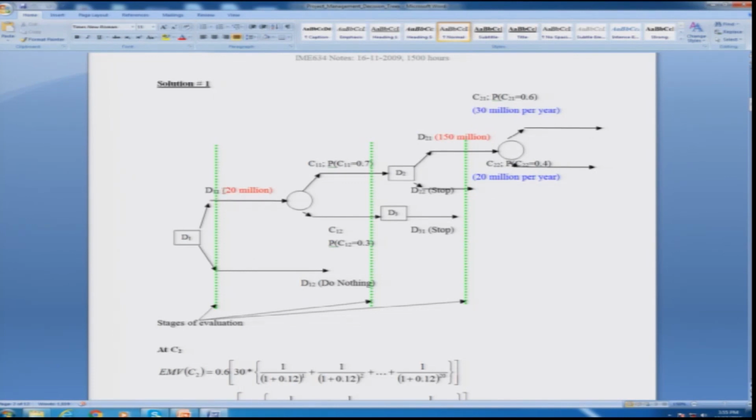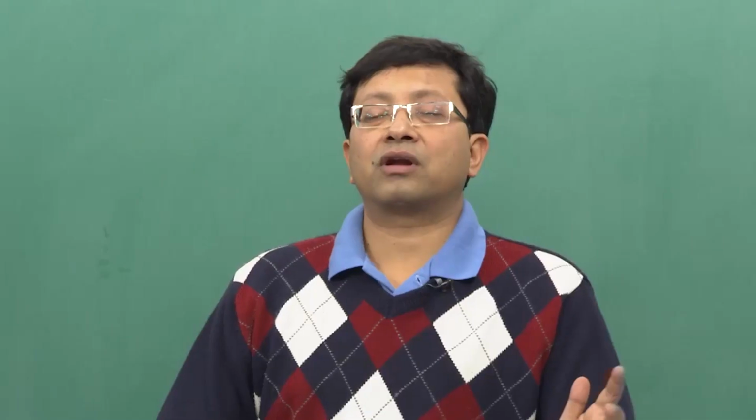And this 20 which is red in color basically means that you are investing, that means some amount of money is going out of your pocket. And this blue one which is 20 million per year actually means the overall amount of money which is coming in your pocket on a yearly basis, quarterly basis, whatever it is.